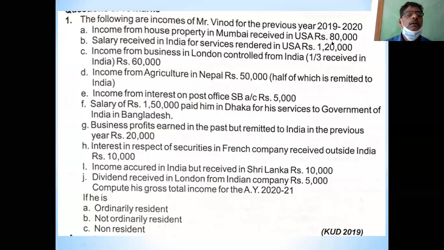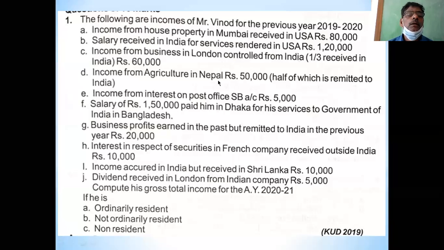This is a 15 marks question. In the previous class I explained, income received from house property in Mumbai means it is earned in India. 80,000 comes to all. Salary received in India is taxable to all. Income from business in London, controlled from India, is taxable to first and second. And 1/3 is taxable to the last one, the third one.